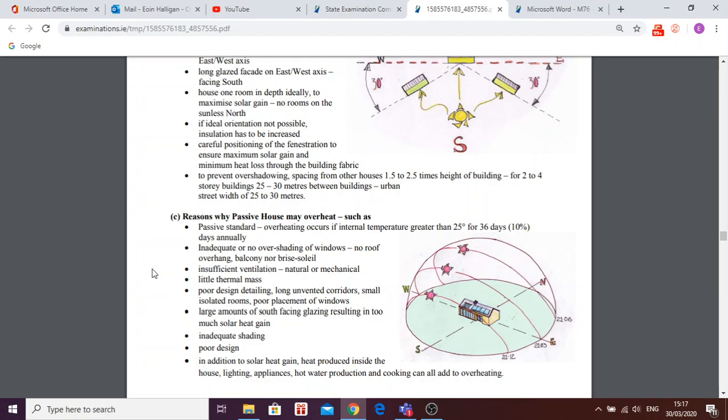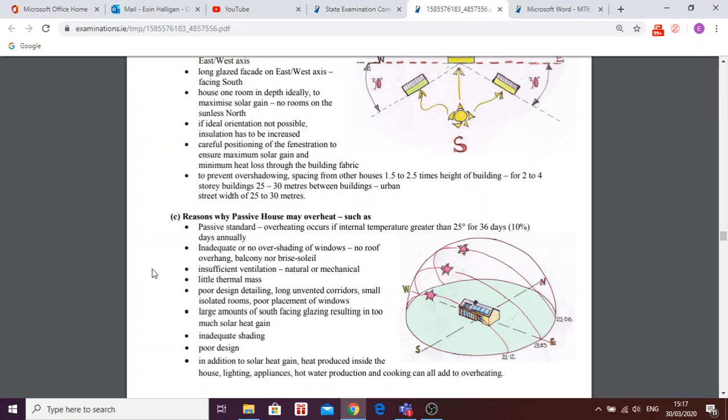Third bullet point there, you have insufficient ventilation, either natural or mechanical. I would say mechanical in a passive house, but if you have your MHRV set up correctly, then that's not ever going to be an issue. In the winter, it'll keep your place warm. In the summer, it can keep your place cool, right? It keeps it comfortable all year long.